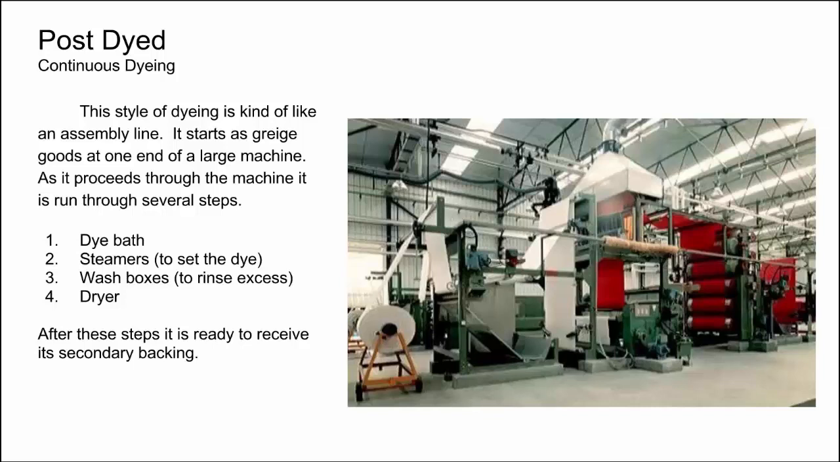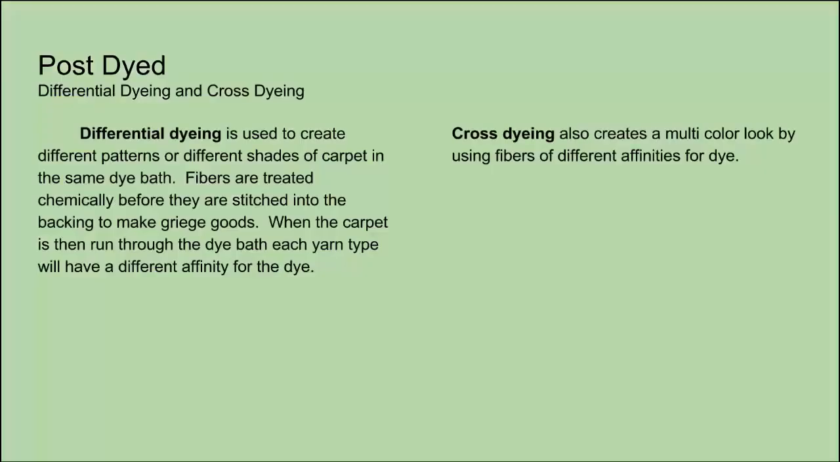Then we're going to steam set the dye. Then we're going to run it through wash boxes, and they're used to rinse the excess dye out, as well as anything from the machine that may have made its way onto the carpet. And then at the end, we're going to dry the product, so as it comes out the other end, it's totally dry and ready to have its secondary backing glued on.